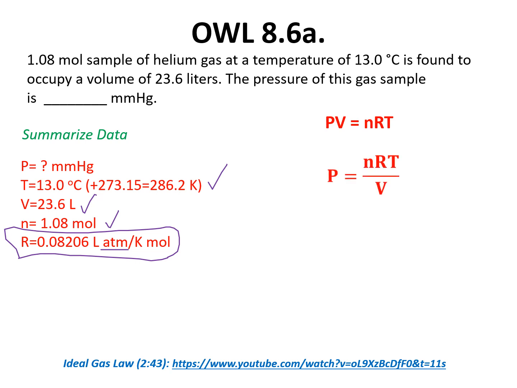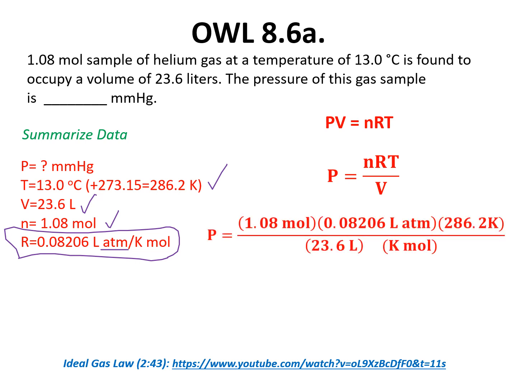Let's plug in our data. First, we're going to rearrange and solve for pressure. Plug in our data. And like I said, it's imperative that you do include all the units in your calculation. And then you can see, okay, the moles cancel out. The liters cancel out. The Kelvin cancel out. My answer will be in atmospheres. So when I multiply the numerator, divide the denominator, I get 1.075 atmospheres.